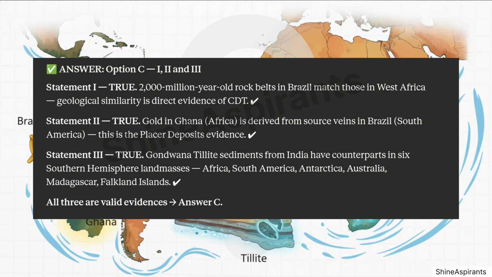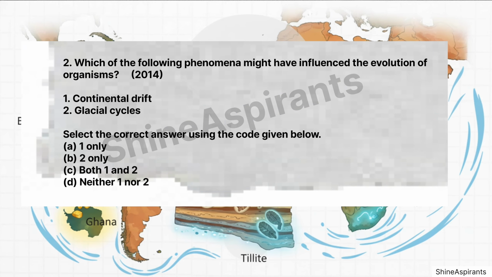Answer, option C, 1, 2 and 3. Statement 1 true. 2,000-million-year-old rock belts in Brazil match those in West Africa. Geological similarity is direct evidence of continental drift. Statement 2 true. Gold in Ghana, Africa, is derived from source veins in Brazil, South America. This is the placer deposits evidence. Statement 3 true. Gondwana tillite sediments from India have counterparts in 6 southern hemisphere landmasses: Africa, South America, Antarctica, Australia, Madagascar, Falkland Islands. All 3 are valid evidences. Answer C.